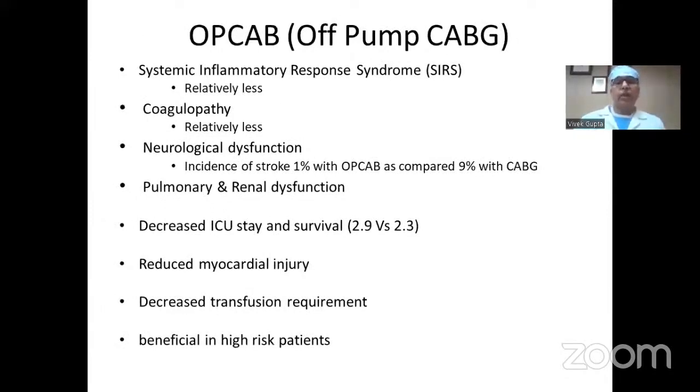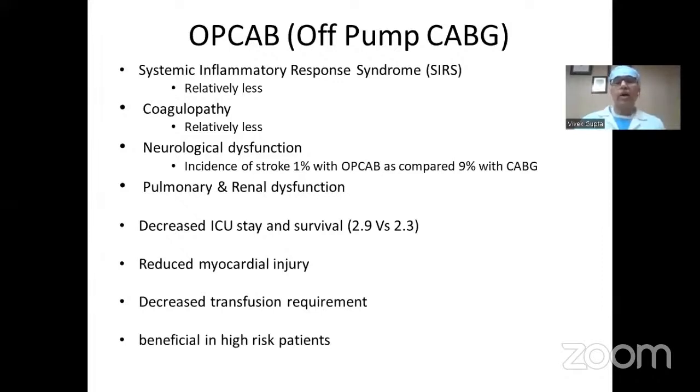Here, there's less risk of systemic inflammatory response because we are not using a cardiopulmonary bypass, a foreign circuit and oxygenator. There's less risk of coagulopathy because we are avoiding hypothermia, as well as using less heparin as compared to the on-pump CABG. There's less risk of neurological or renal dysfunction, less ICU stay, as well as better survival, less myocardial injury, and less requirement of transfusion.